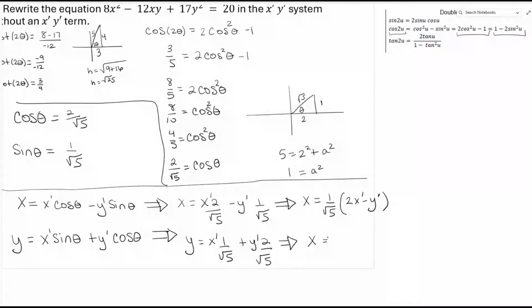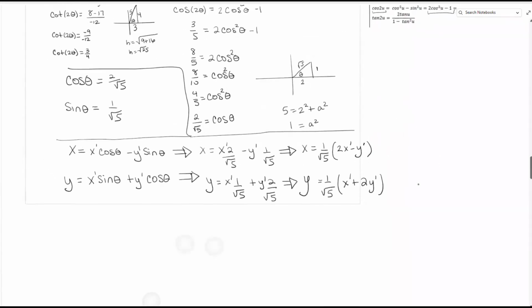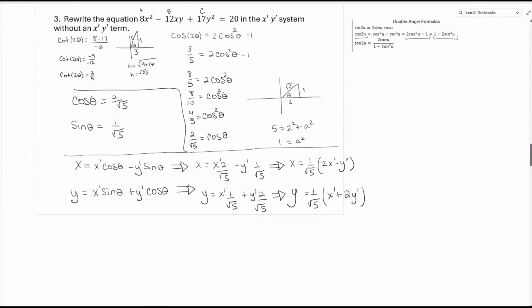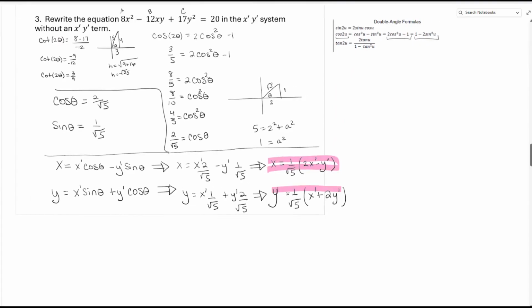All right, if I factor out 1 over root 5 here, I will have an x prime 2 y prime. Not pretty, but there's my x and there's my y. Now, I'm going to rewrite this equation using this x and this y. There's my x, there's my y. So, yeah, there you go.